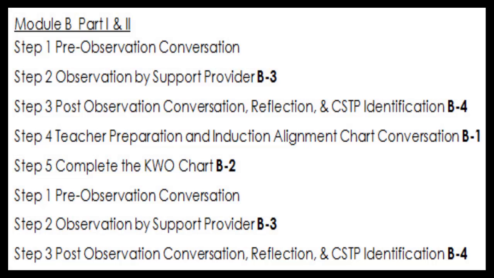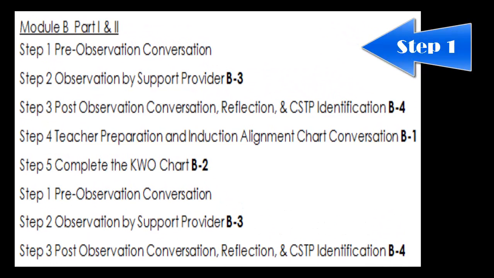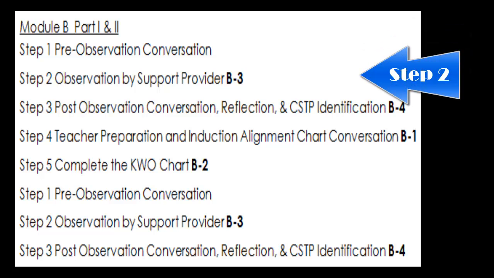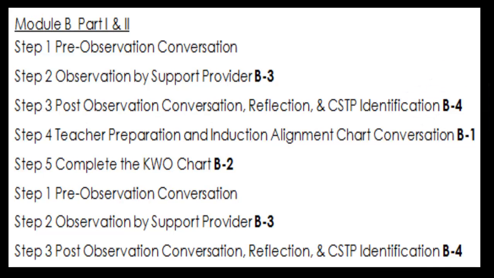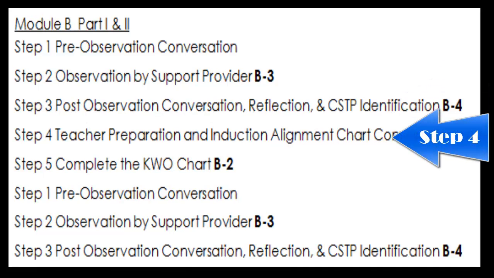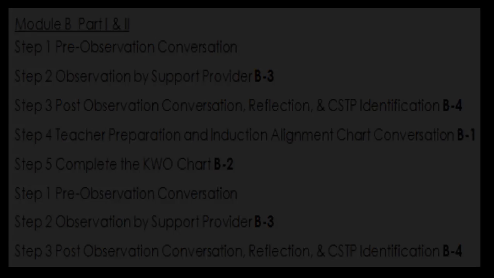Here is an overview of the steps to help you complete Module B, Part 1 and Part 2. All of these steps will be explained. Step 1, pre-observation conversation. Step 2, observation by support provider, document B3. Step 3, post-observation conversation, reflection, and CSTP identification, B4. Step 4, teacher preparation and induction alignment chart conversation, document B1. Step 5 is to complete the KWO chart, document B2. You'll notice there are 5 steps, and then step 1, 2, and 3 are repeated.